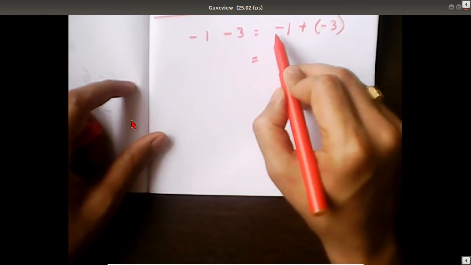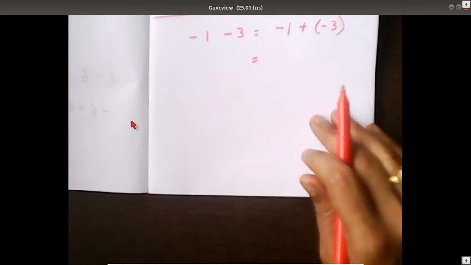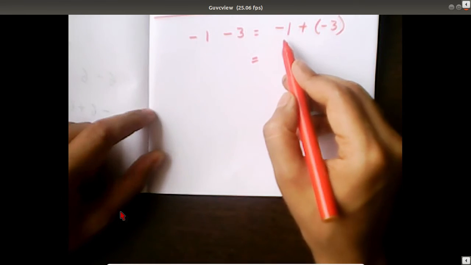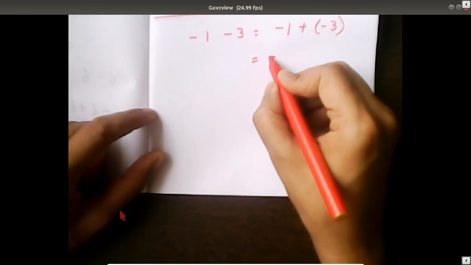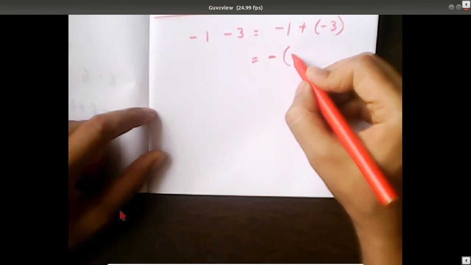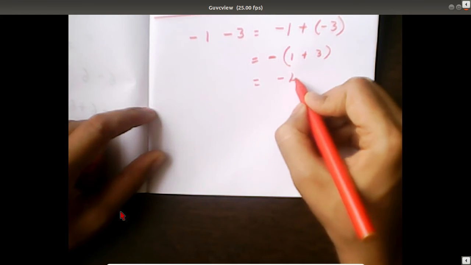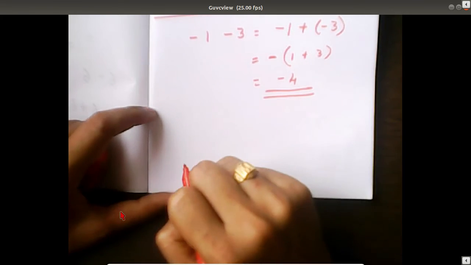So now when you want to evaluate this, how do you solve this problem? You are adding two negative numbers, and what was the rule in addition to do this? To add two negative numbers, the result is negative, and you just add the two numbers, put the positive or the negative sign as per this rule. So let's just do this for this example. The answer will be, it's a minus, and within the brackets you have to do 1 plus 3. So the answer is minus 4.